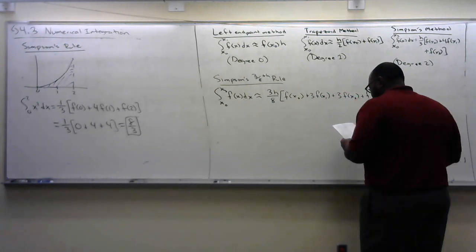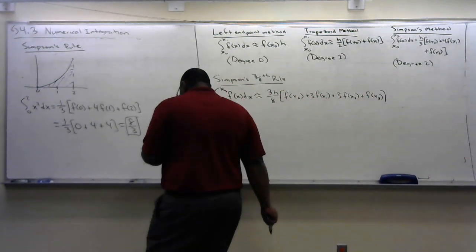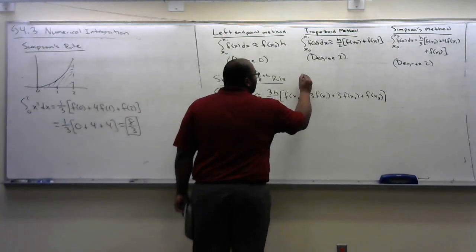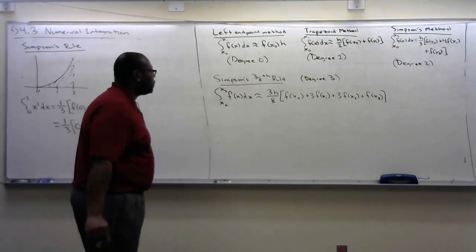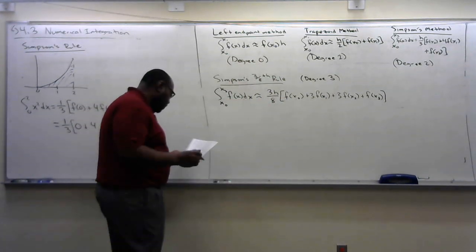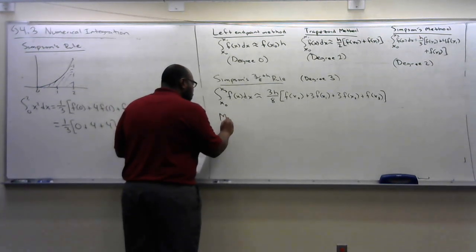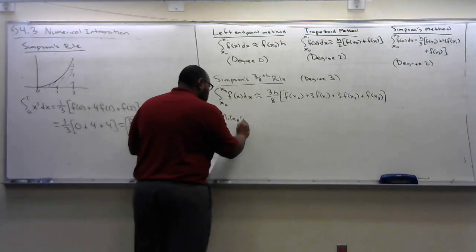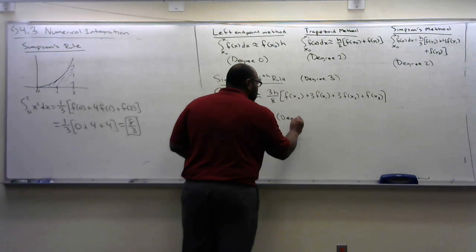This is our guy, and this is Simpson's 3/8 rule. This is for a third degree Lagrange polynomial. A fourth degree Lagrange polynomial will yield this one. This is called Milne's rule, for a degree 4 Lagrange polynomial.